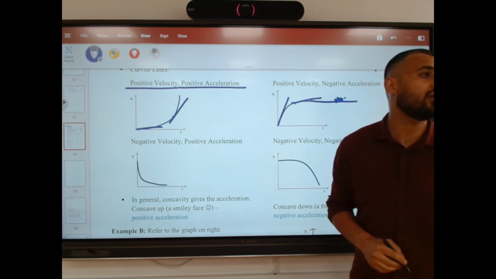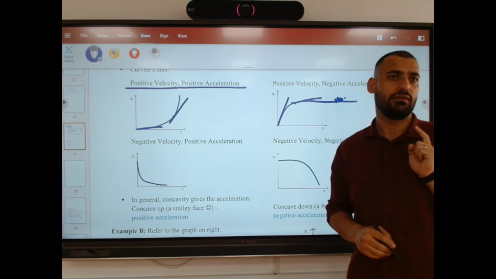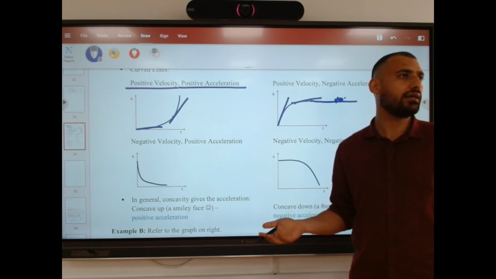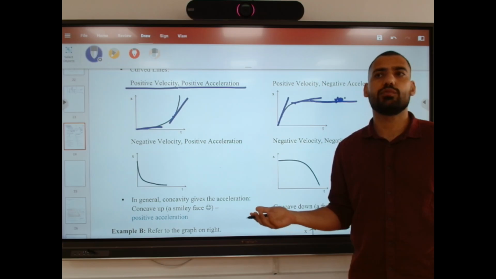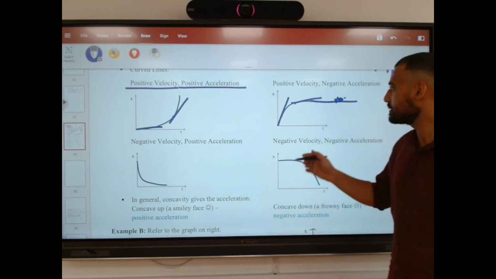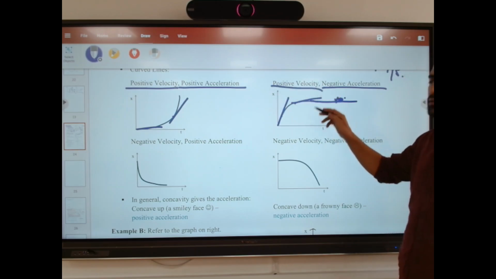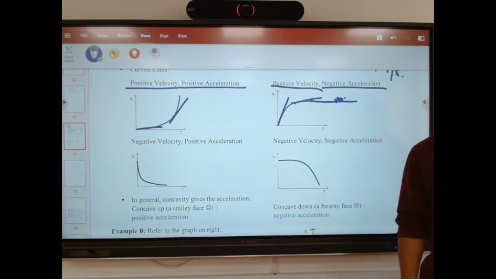Is he accelerating or retarding? He's retarding. Is his acceleration positive or negative? Negative. That's it. Negative acceleration, positive velocity. Is that clear? Is that clear?